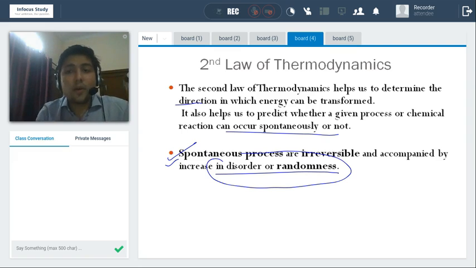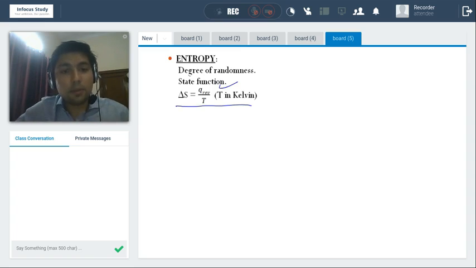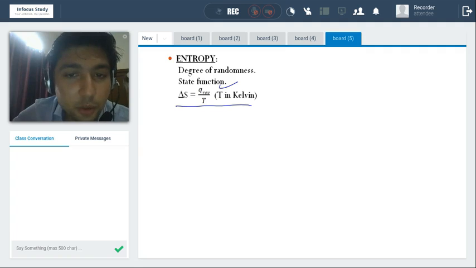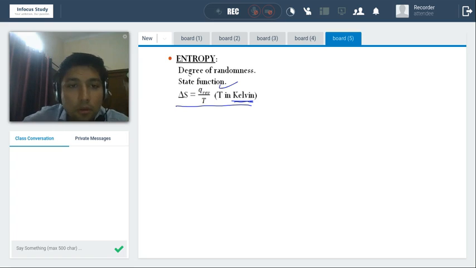Now, what is randomness? What is disorderness? We have to measure it somehow. To measure this randomness and disorderness, we have a mathematical function. What is this function called? It's called entropy. Entropy is a state function, and its numerical value is heat released or absorbed per unit temperature, and temperature should always be in Kelvin. So this is how we'll measure entropy. Once we measure entropy, we can find whether entropy is increasing or decreasing, and according to that, we can predict whether a process can happen or not. Understood?